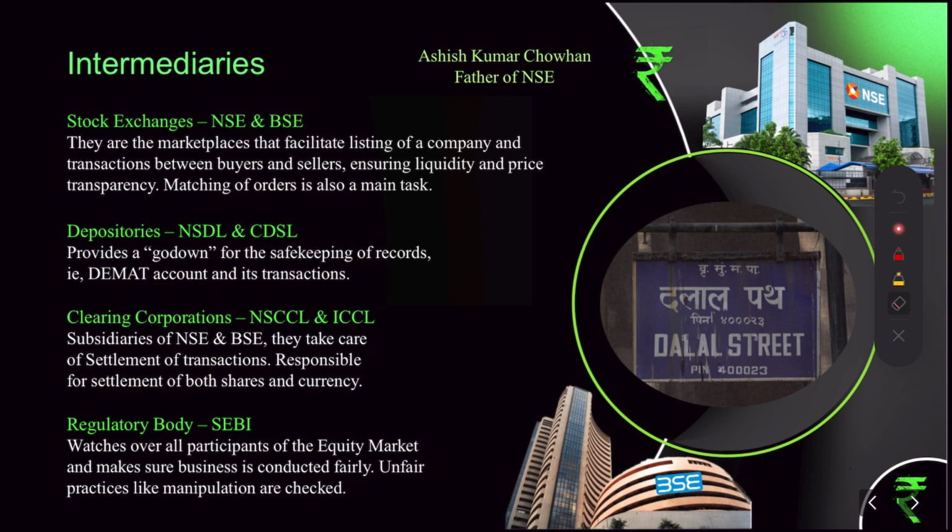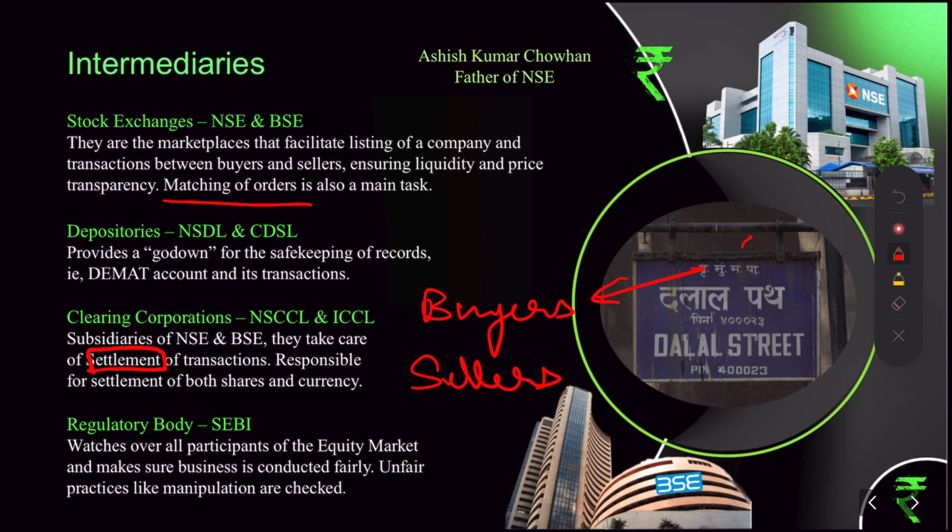There are two clearing corporations, like we saw matching of orders. Clearing corporations, there are two of them, NSCCL and ICCL. Their duty is to partially take up the matching of orders and provide settlement for both parties. Both parties include buyers and sellers. So buyers need to have shares in their account and sellers need to get the money in their account. This process is called settlement and is taken up by the clearing corporations.